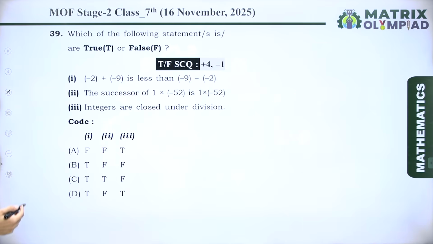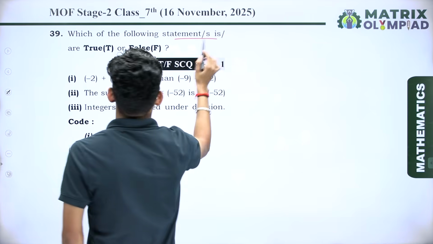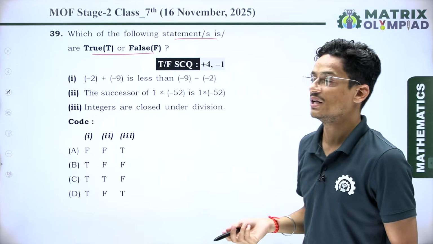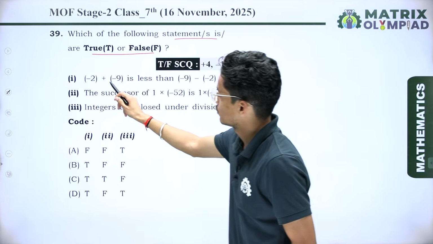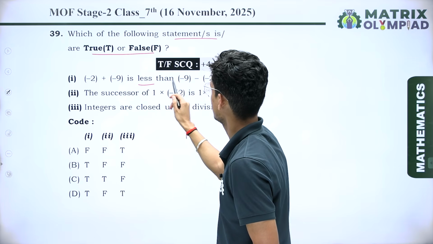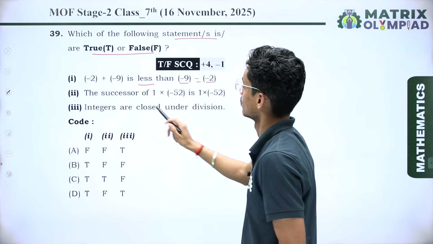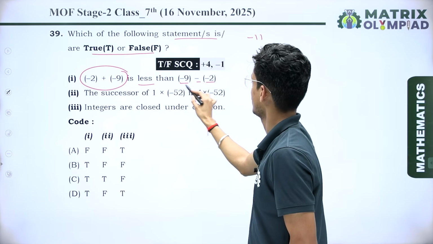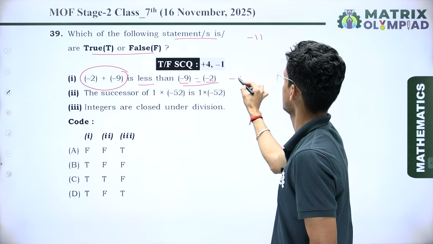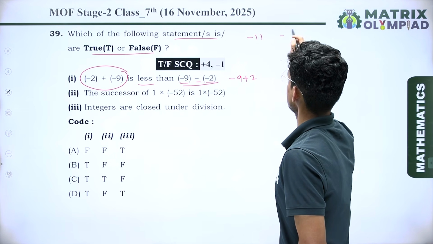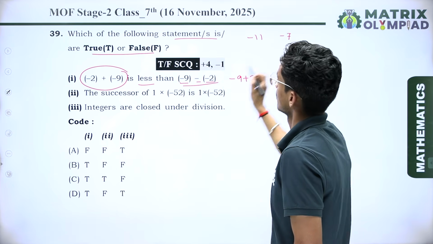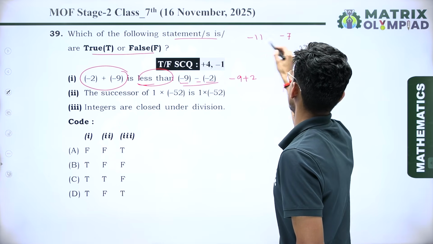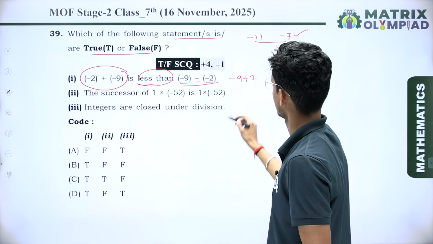So now if I talk about the next question, which is based on true and false. So here statement number 1, that is minus 2 plus minus 9 is less than minus 9 minus minus 2. So when we simplify it, we get minus 11. When we simplify it, here we get minus 9 plus 2, that is minus 7. So the statement is minus 2 plus minus 9 is less than, yes, this one is true. It means the first is true.